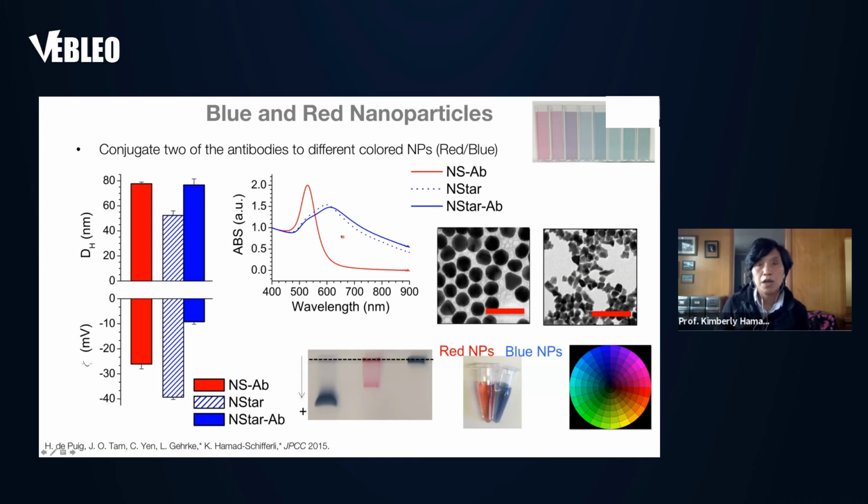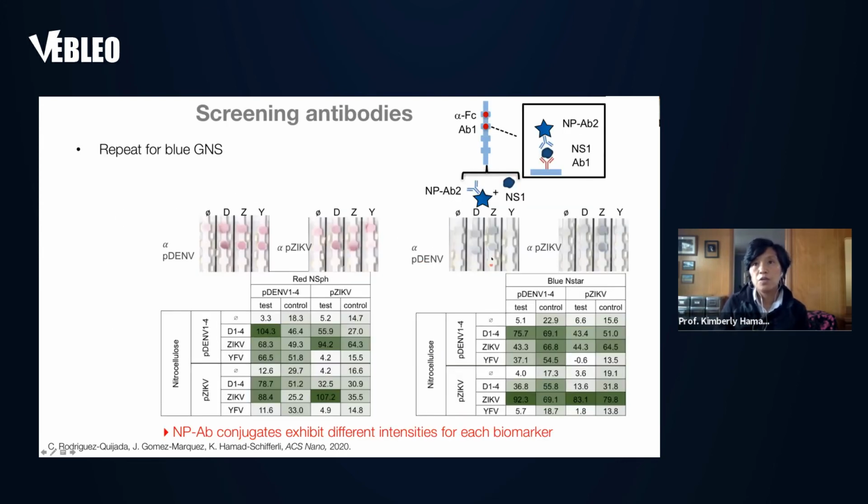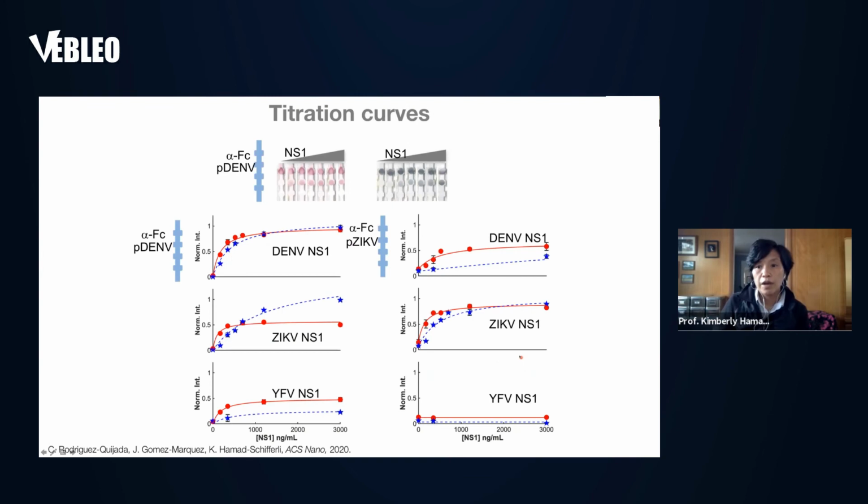And we take each of these and we conjugate them to antibodies of interest. So then we run the same heat map again with the blue nanostars, and we see again, we get a different pattern. And again, the most important thing is that some bind to yellow fever. Okay, some pairs bind to yellow fever and some do not. Okay, from this we do titration curves. This allows us to determine limits of detection, as well as look at binding patterns.